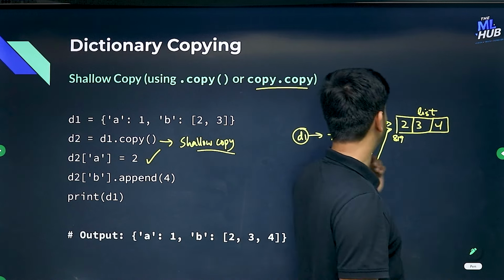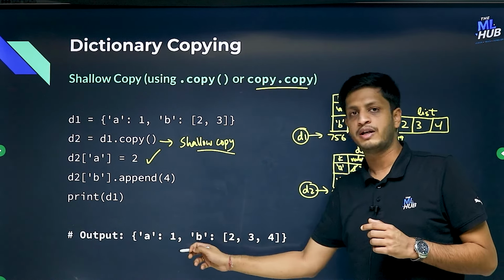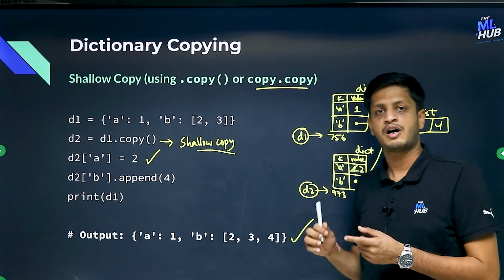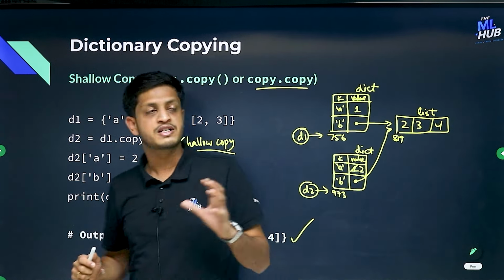And that is why if you print d1 now, you will see A as 1 only, but B will be 2, 3, 4. Okay, this will be the output. And this is how shallow copy works. Only the outer dictionary is copied.